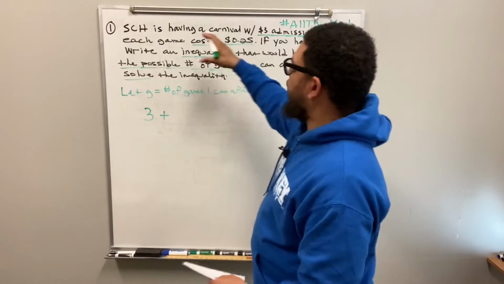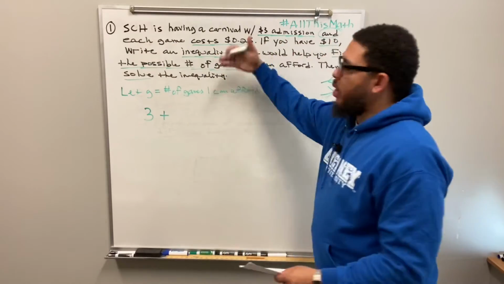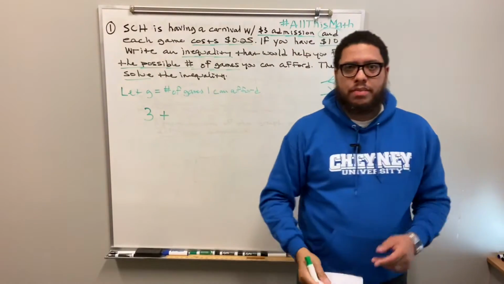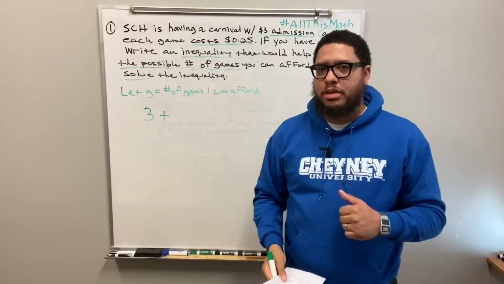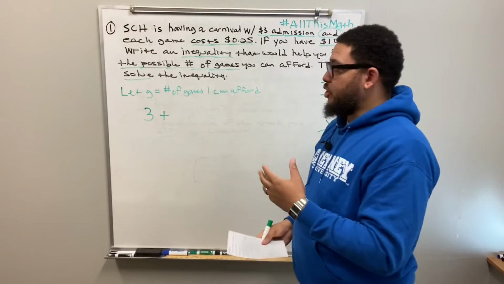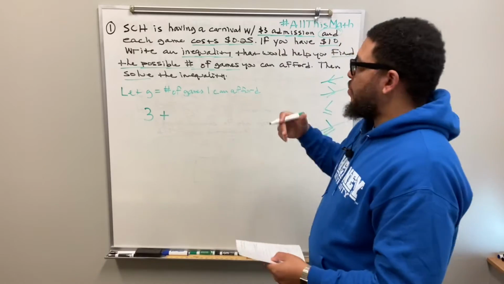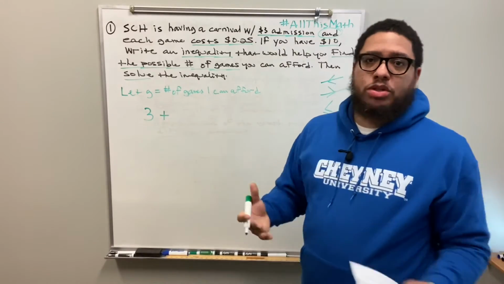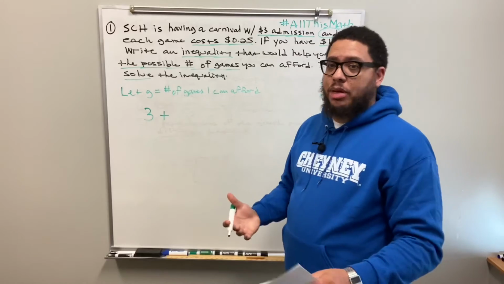And then the number of games I play, right? Or how much money I spend on games. How much money do I spend on games? Now, if one game costs 25 cents, right? Then I would just spend 25 cents on games. But I don't know how many games I could play. That's the whole purpose of doing this problem, to figure out how many games I could play, right?